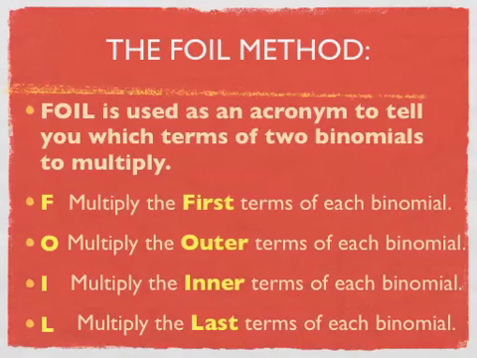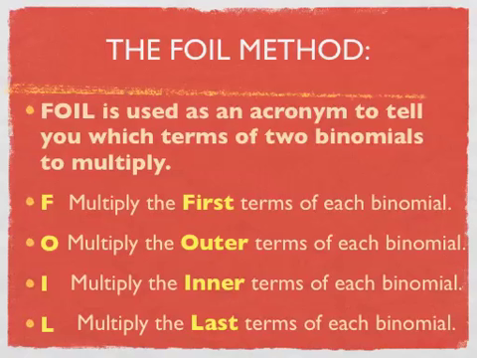The FOIL method. FOIL is used as an acronym to tell you which terms of two binomials to multiply. Another common acronym would be PEMDAS, the order of operations: parentheses, exponents, multiplication, division, addition, subtraction. So FOIL is going to tell us how to multiply two binomials, kind of like PEMDAS helps us to use the order of operations.